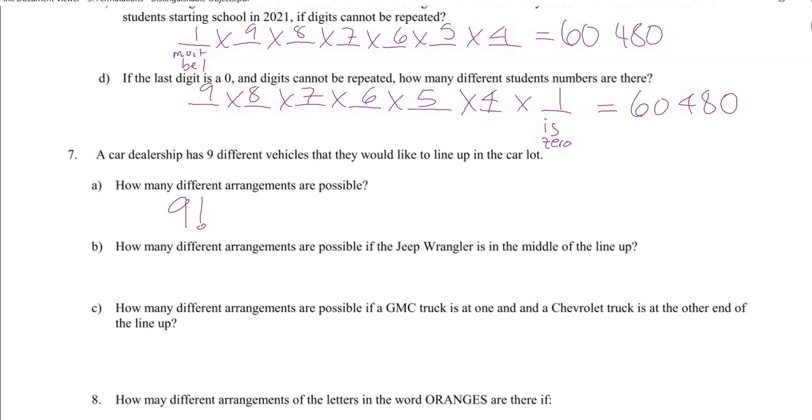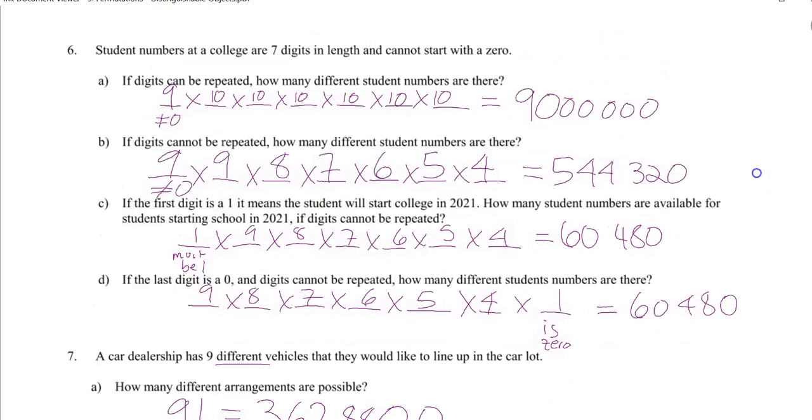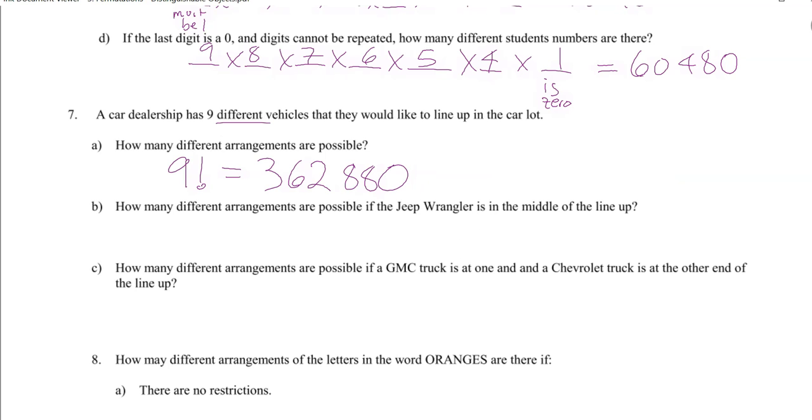Nope. Got 9 things, right? 9 different vehicles, right? That's important. No repetition, right? I mean, if there's 2 red Corvettes or something, and we can't tell apart, they're exactly the same as far as their options or whatever. That makes it different. So 9 factorial is 362,880. If there were 10 of them, you just throw another 0 on there. You're gonna multiply that by 10. But there aren't.